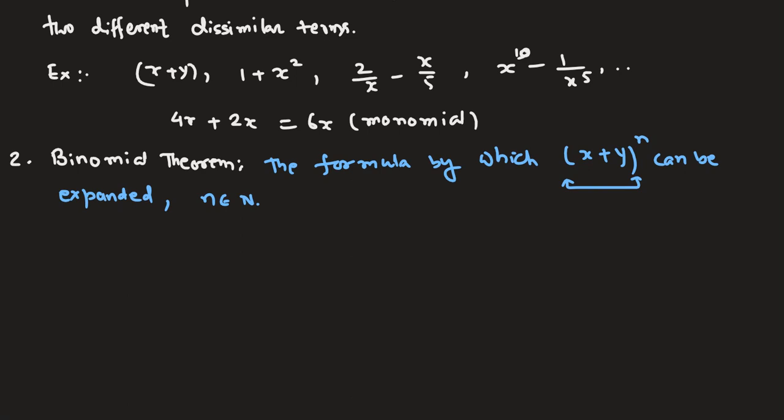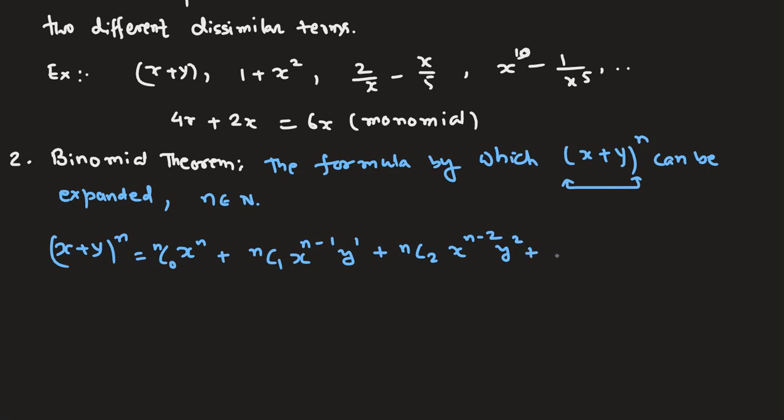The way of expressing this expansion is very unique. We have to follow this way of writing it. Suppose we have x plus y whole power n. How do you write it? The first term will be nC0 x power n. The second term is nC1, where the power of x is reduced by 1 and at the same time the power of y is increased by 1. Next is nC2, the power of x reduced again by 1 and the power of y increased again by 1. In this way, the last term is nCn, x power 0, y power n.